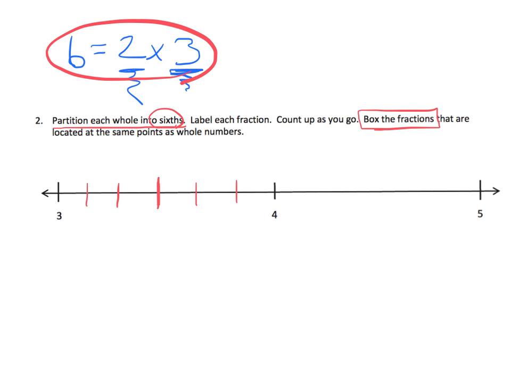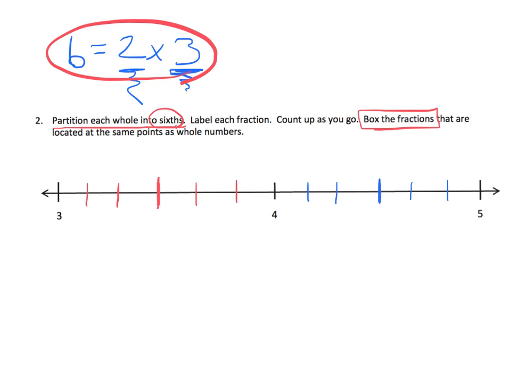Let's do the same thing over here. First, we're going to cut it in half, into 2 pieces. 1, 2. Now we're going to cut each of those halves into 3 pieces. 1, 2, 3, 1, 2, 3, and there you go. So it's a nice little trick for teaching students how to cut something into sixths. And now we're going to label.